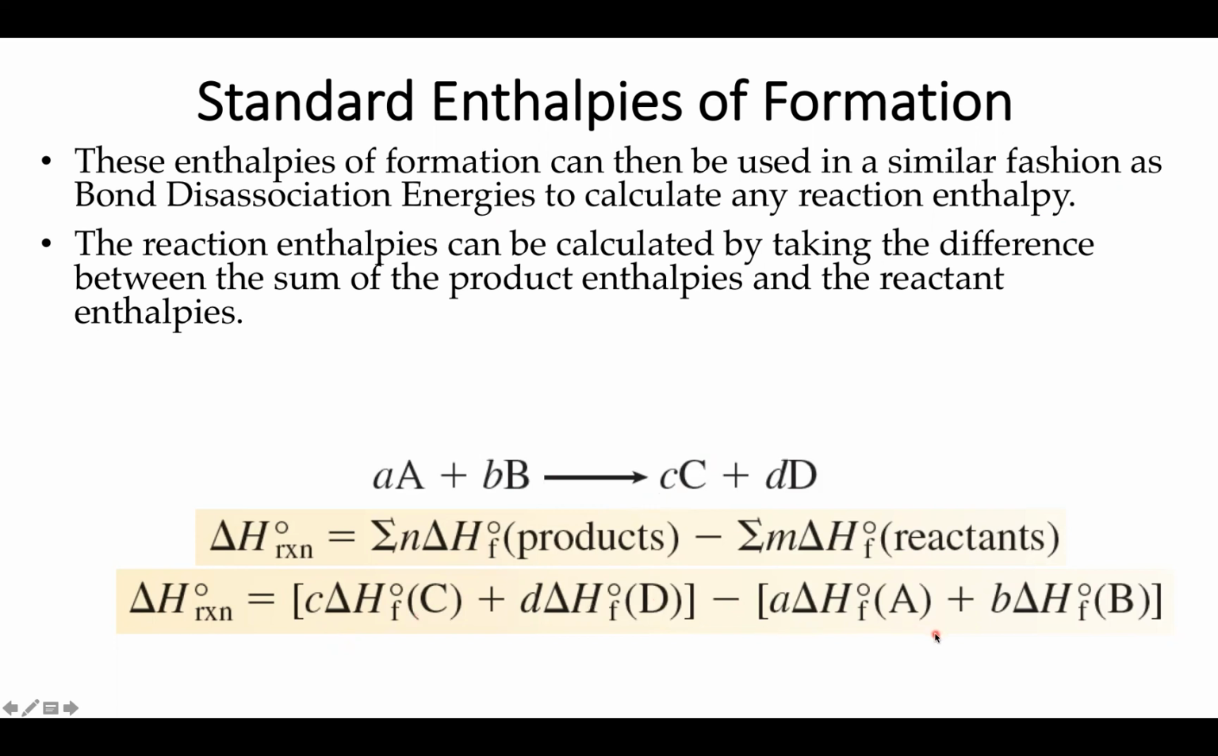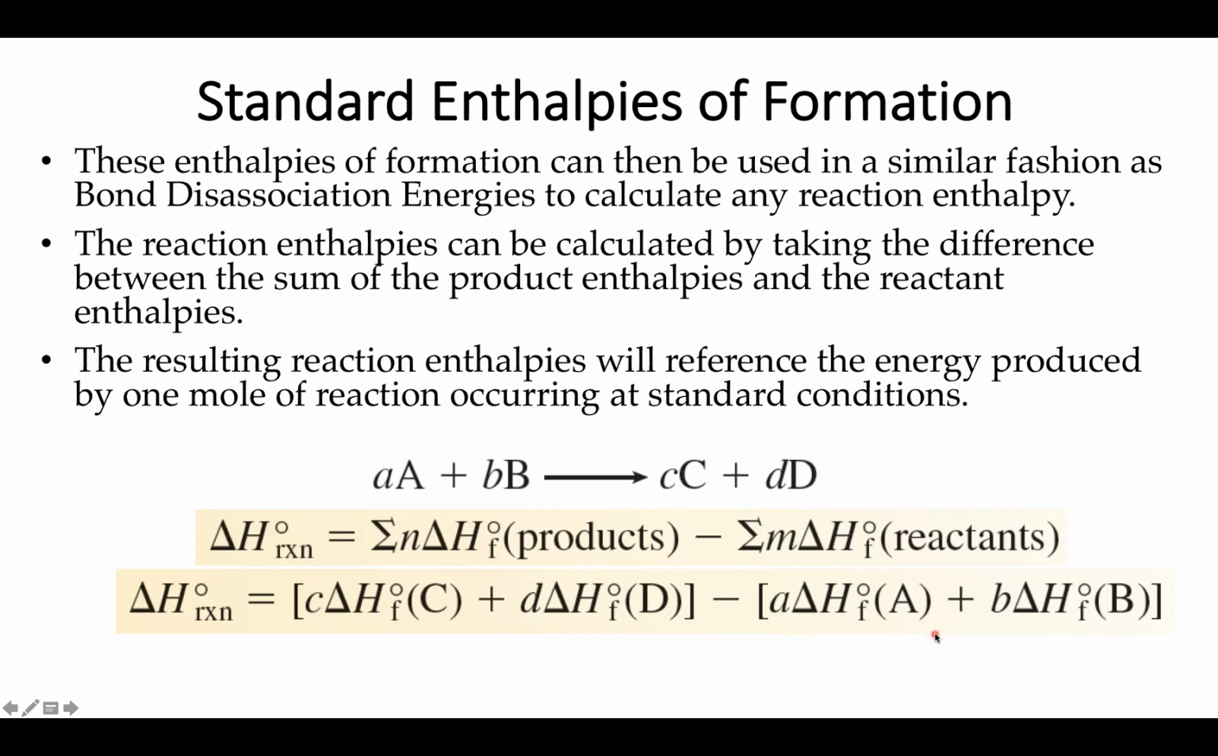So when you're doing this, I want to make sure that you note that this is going to be the energy for 1 mole of reaction, not 1 mole of reactant or 1 mole of product. So in this case, the enthalpy of reaction would correspond to producing C moles of product C, or consuming A moles of my reactant A. So again, make sure that you remember that this will be the enthalpy per mole of reaction, not per mole of product or reactant.